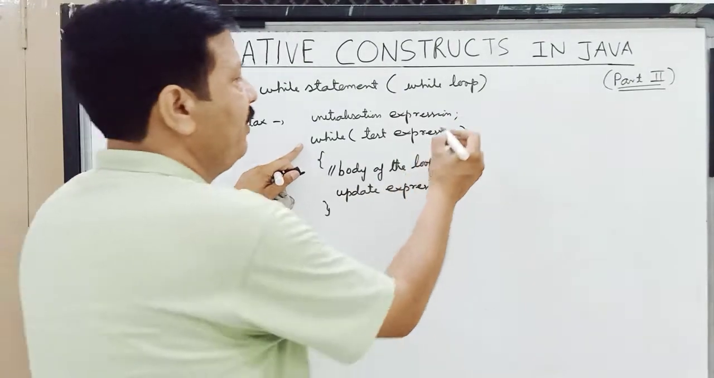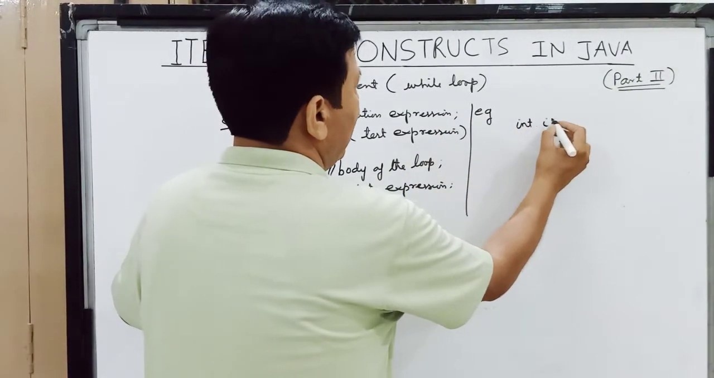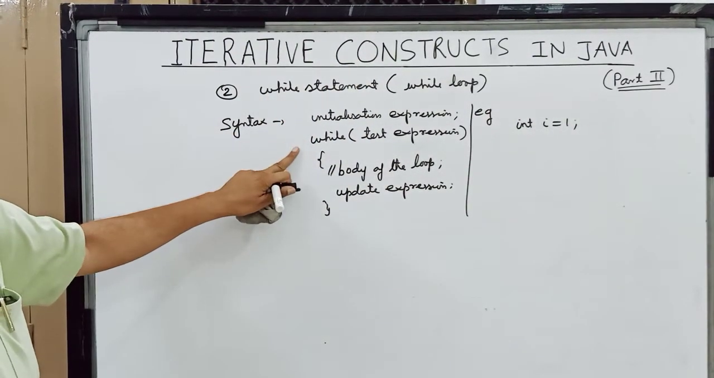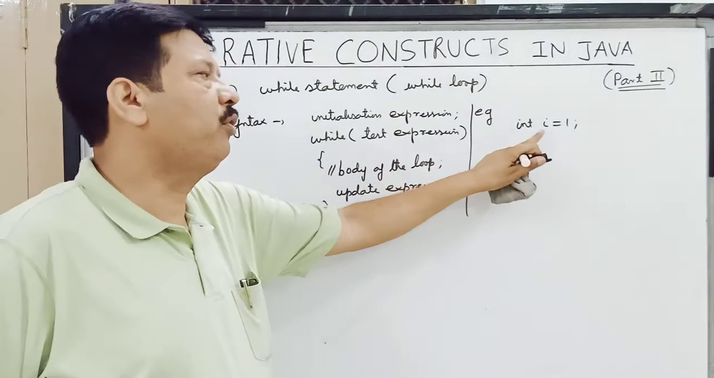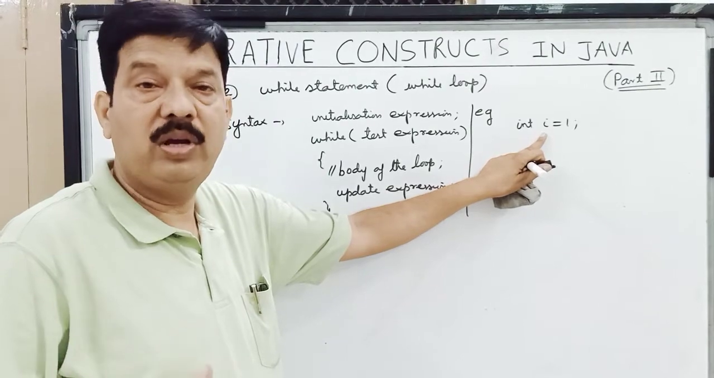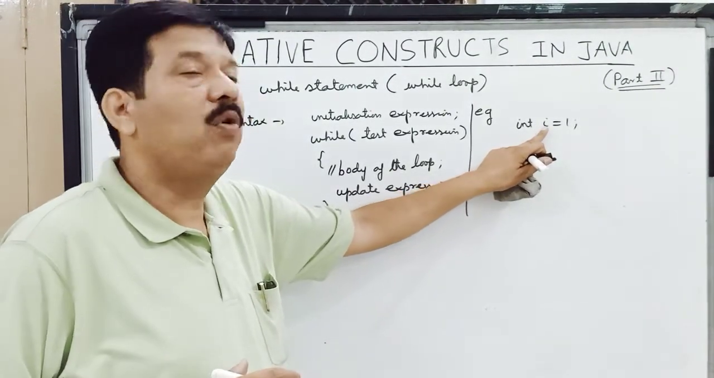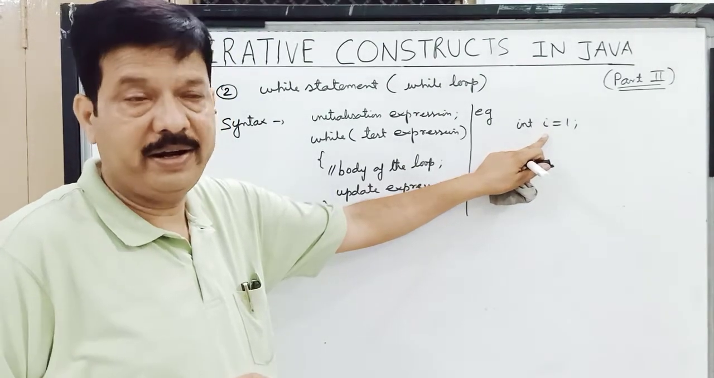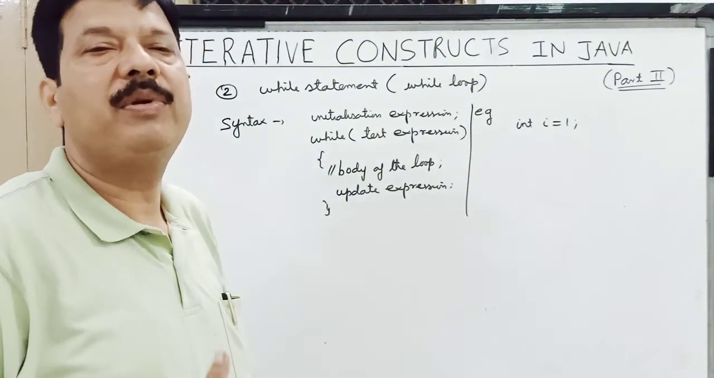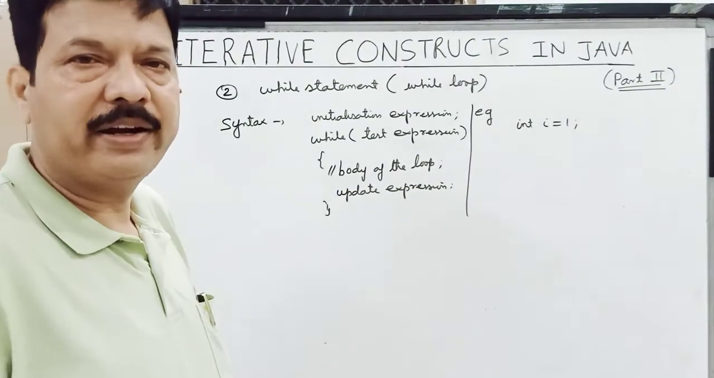First we have the initialization. For example, initialization, I am writing int i is equal to 1. And children, one more thing, for this particular loop, this control variable may be of any data type. It may be numeric, character, boolean, string. It may be of any data type, but in for loop, the control variable was only of numeric data type. So here the control variable may be of string type also, it may be of boolean type also, it may be of any numeric data type or character data type.